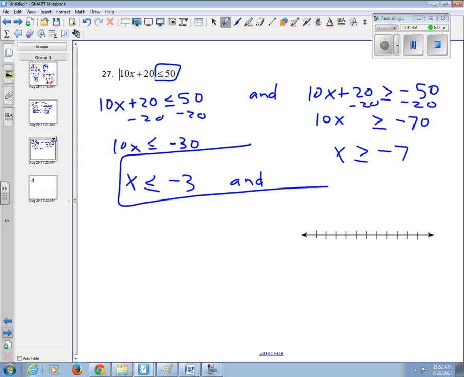So the last thing we have to do is graph this. It's an and, so we're going to basically connect dots and put everything in between. So if it's greater than or equal to negative 7, we're going to get all the points in between negative 7 and negative 3, and we're going to color those in because we got the greater than or equal to part.